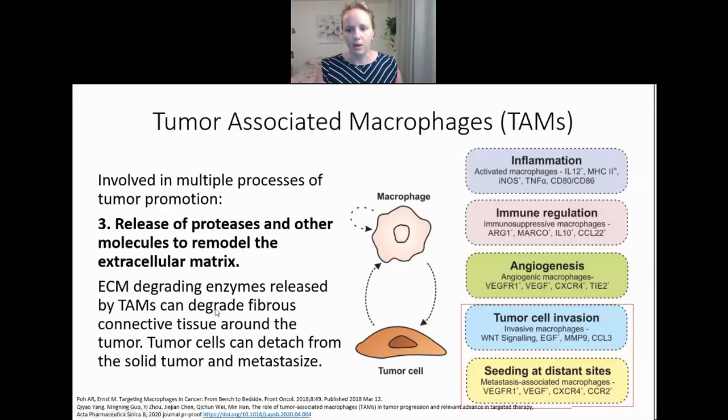They are also involved in remodeling the extracellular matrix. So proteases, such as the matrix metalloproteases, are released by macrophages, the TAMs, to degrade the surrounding tissue that might be restricting growth of the tumour and allows tumour cells to metastasize and invade.